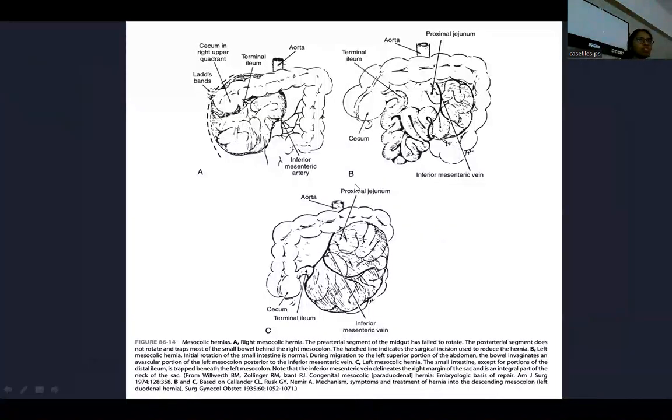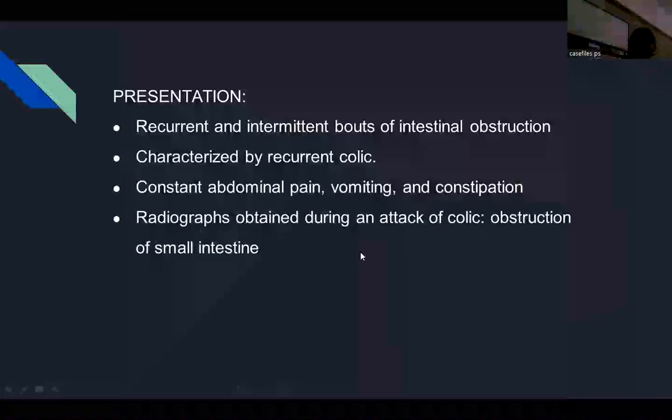As you can see in this picture, the first image is a demonstration of the right mesocolic hernia, where there will be herniation of the small bowel through the right side mesocolon. And here we can see that this is a left mesocolic hernia, where there will be herniation of the small bowel along the left mesocolon.